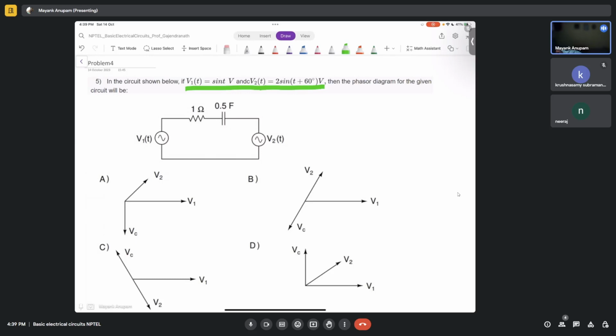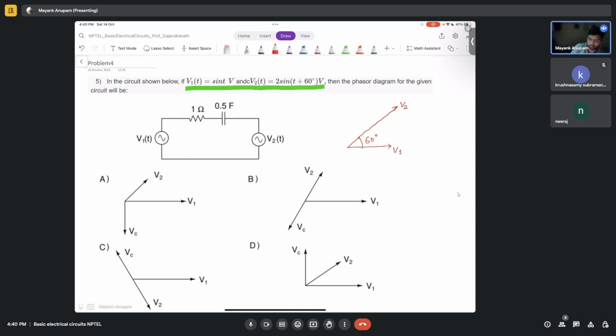First of all, what will be the positions of V1 and V2? We keep V1 in the horizontal position along the x-axis. This is V1. Then V2 will be 60 degrees above, right? This angle is 60 degrees. This is V2, and the magnitude of V2 is also 2 times, so V2 will be larger compared to V1. So let's do this.